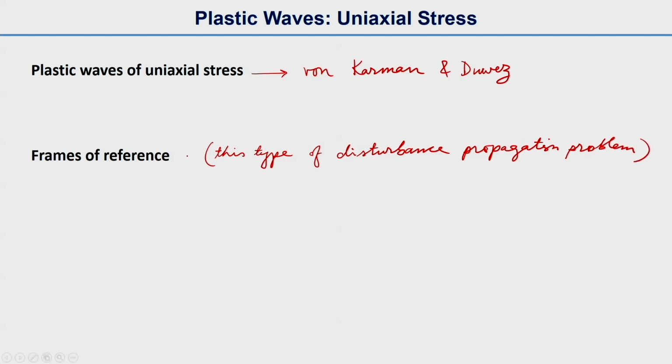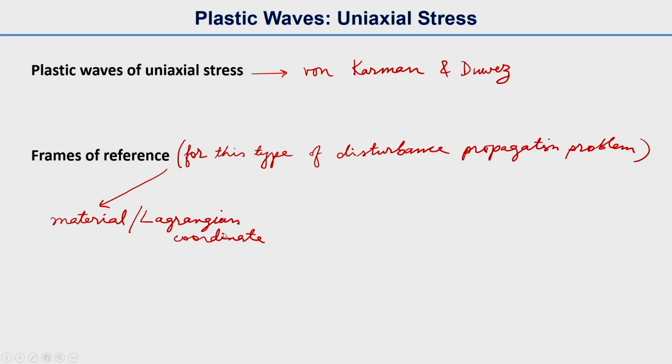So for this type of propagation problem, like our stress wave propagation, as you know, the first one is the material or Lagrangian coordinate, and the second one is the spatial or Eulerian coordinate.